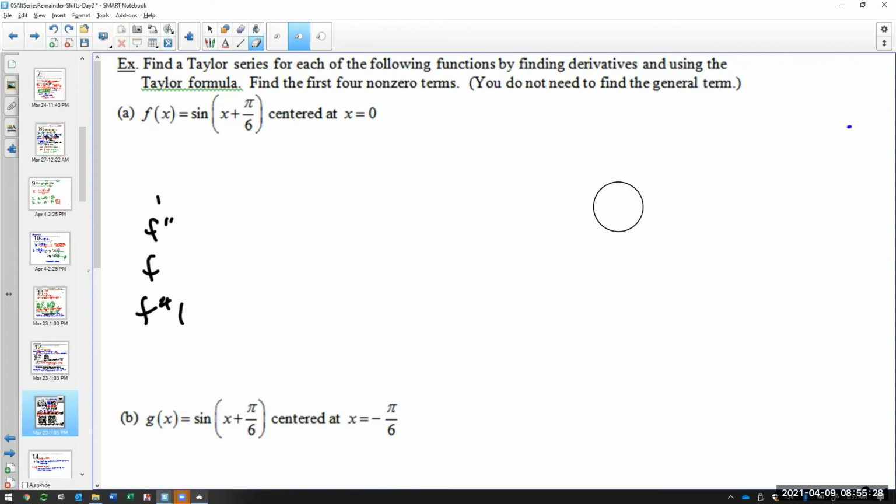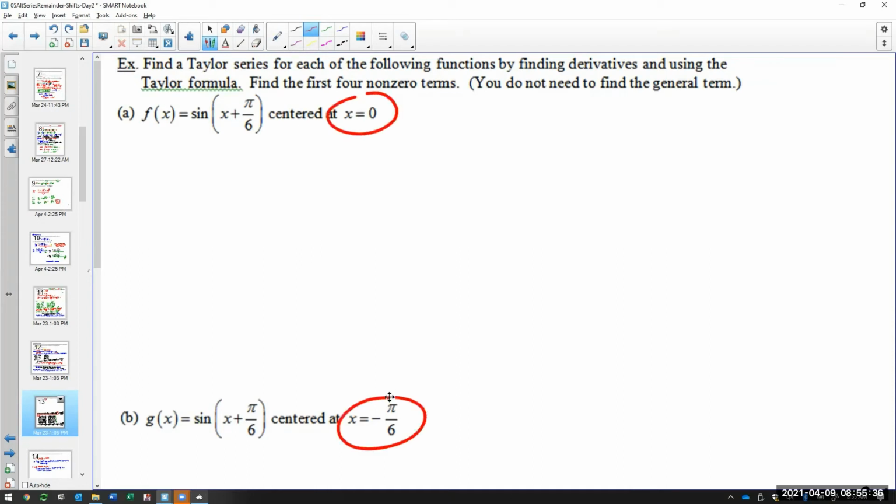What I have is two things here. I want to find sine of x plus pi over 6. But the thing is, in one, the center is 0, and in the other, the center is negative pi over 6. The centers are different. Make sure you understand, this is not x equals. This is the center. So if I had to write a Taylor series for this, which one can I plug in? You do the substitution. You know what I'm saying?